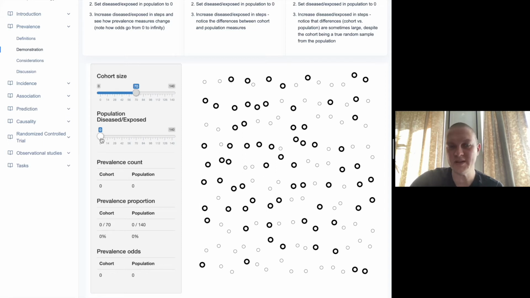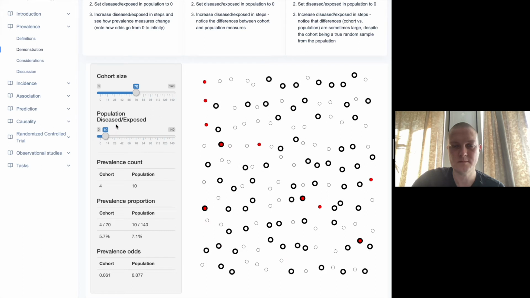Now, when nobody's diseased, it looks like this. And as I increase the number that are diseased or exposed, or which have the factor, let's say to 10, we'll see what happens. The red dots still represent people who have the factor, and the thick bordered ones are the ones that have the factor and are included in our cohort. The prevalence count in my cohort is 4, while the prevalence count in the population is 10.